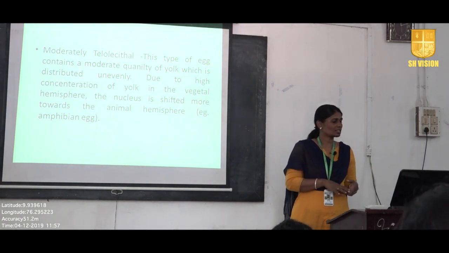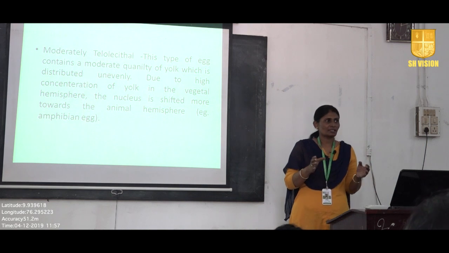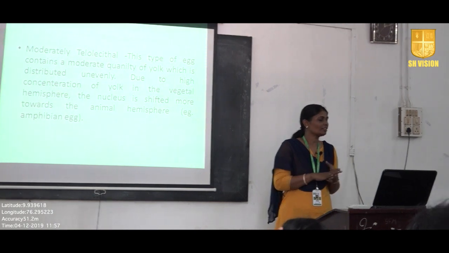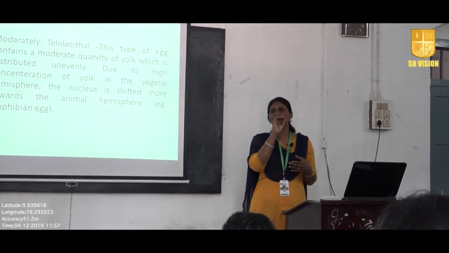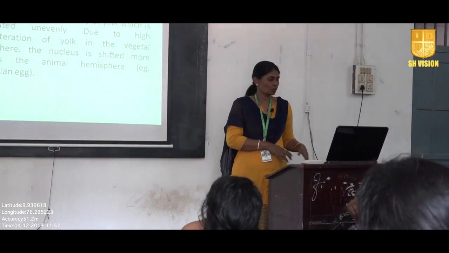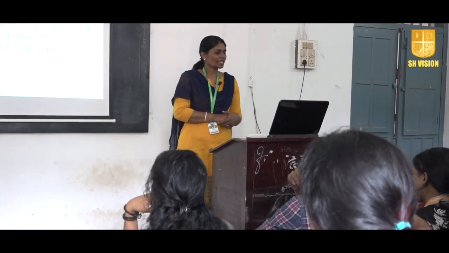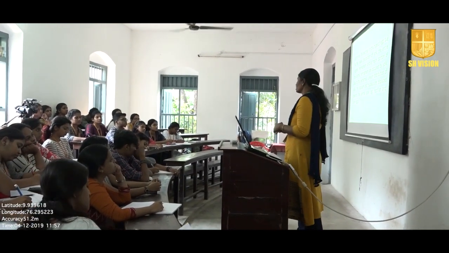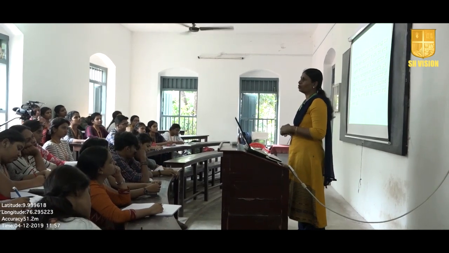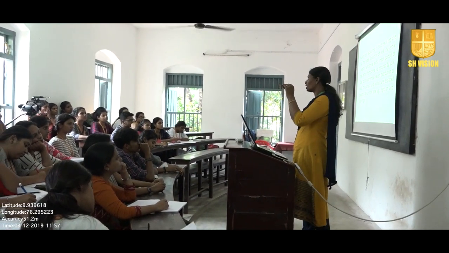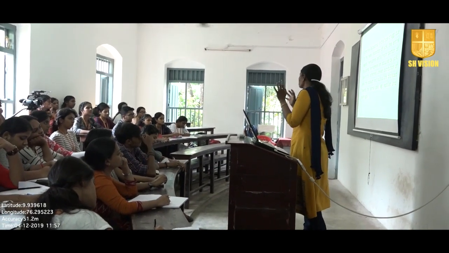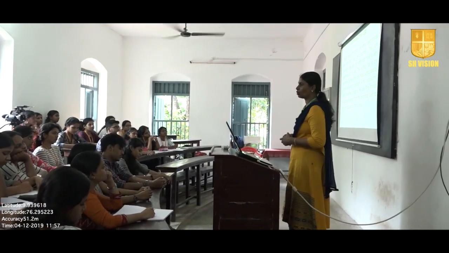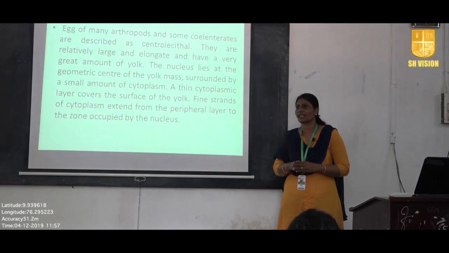And the moderately telolecythal one, again it has yolk within the vegetal hemisphere, and you have the nucleus that is shifted towards the animal pole. An example is the amphibian one. And the extremely telolecythal one is seen in reptiles, where yolk content is more. Mostly at the animal pole you have a free area and the rest is just bulky yolk, and that forms the extremely telolecythal one. An exception to this is the centrolecythal egg.